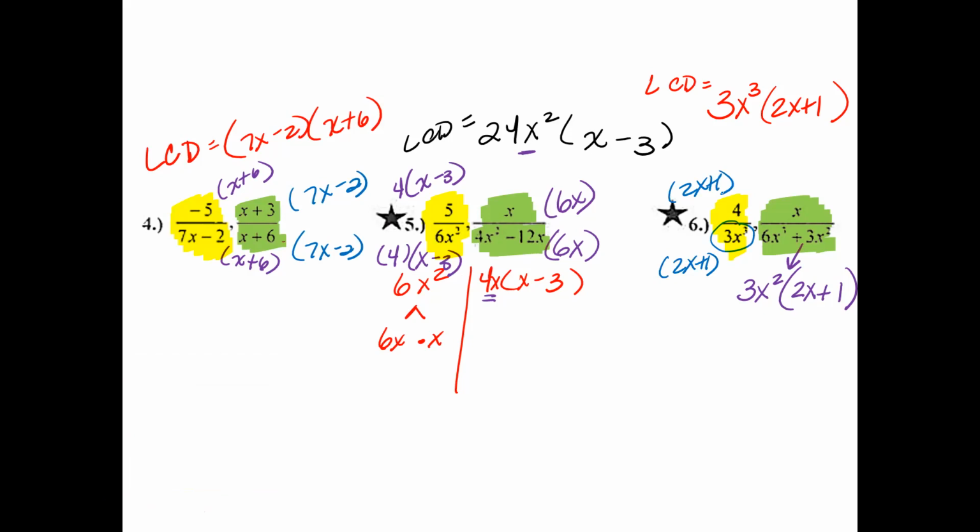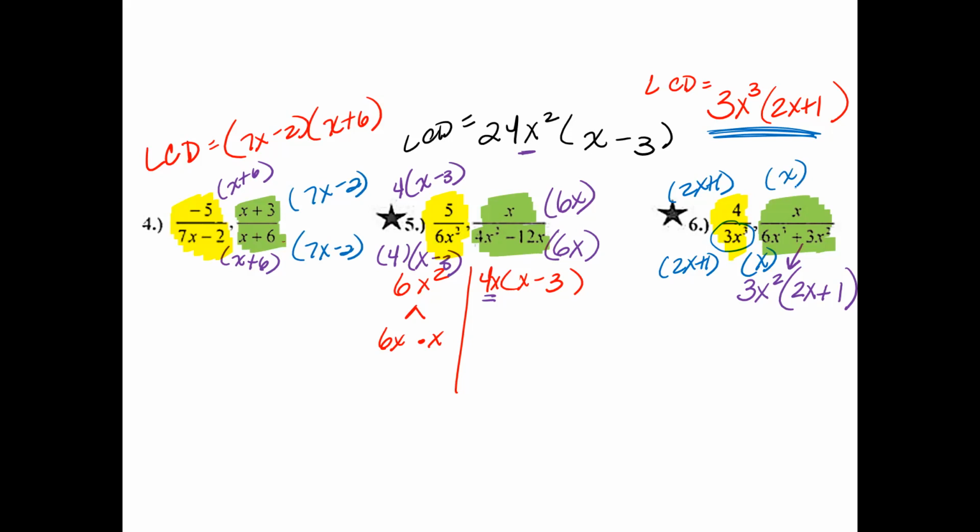If I look at my green fraction, what am I missing in comparison to my lowest common denominator? I got the 3, so that's great. I got the 2x plus 1, that's great. But I only have x squared. So what am I missing here? I'm missing one more x. So I need to multiply x top and bottom. And that's it, you guys. That's how you find your lowest common denominator.